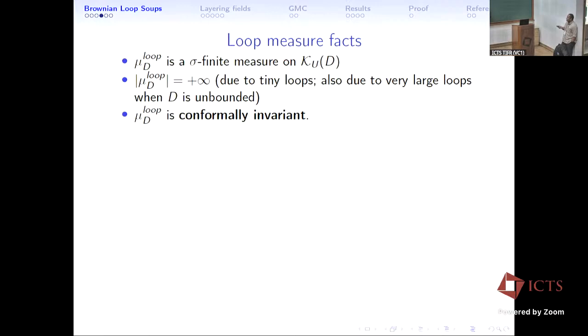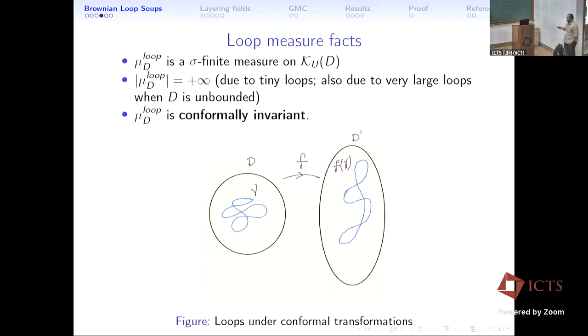One of the most important properties of the loop measure is that it is conformally invariant. I don't want to give a precise description of what conformally invariant is. Here's a picture of a loop and a conformal transformation from one domain D to another domain D prime, and this is the image of the loop gamma. These pictures are just to help populate the imagination, maybe.